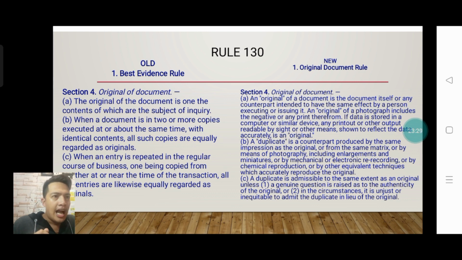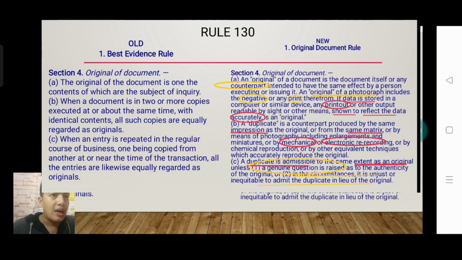Now, when we talk of photograph, a photograph includes the negative, any print therefrom. So, meaning to say, kung ang imuhang pictures diha or photograph na kay negative, katong mga karaan, kung sa Kodak pa ka magpa-picture na ay negative, so katong negative nimo is considered to siya as an original document. Original document as proof of their content.